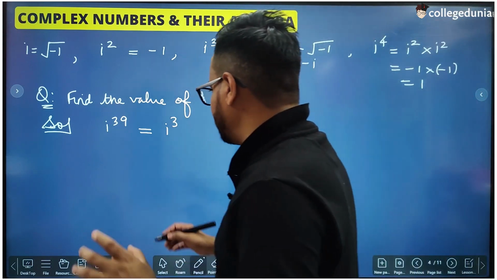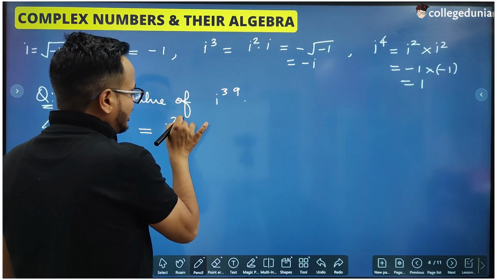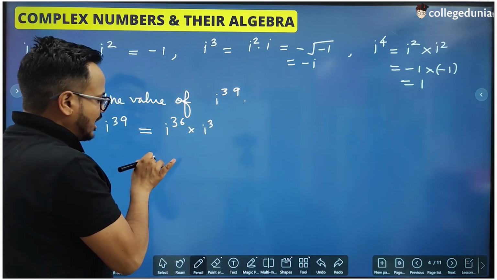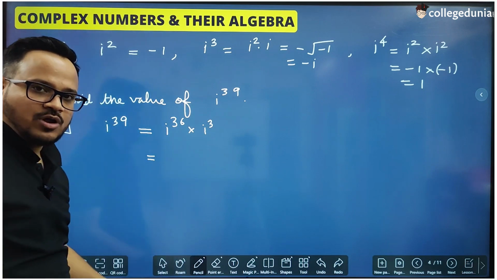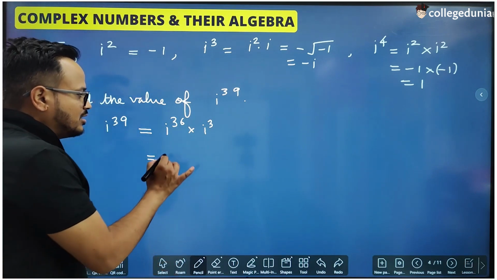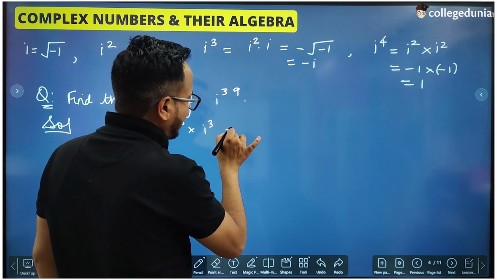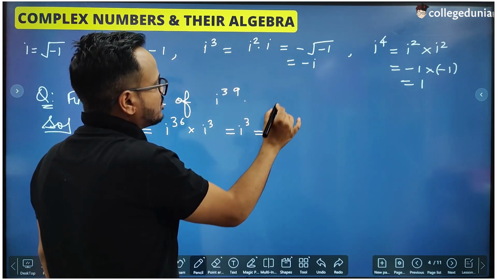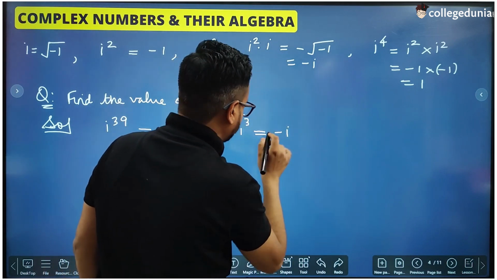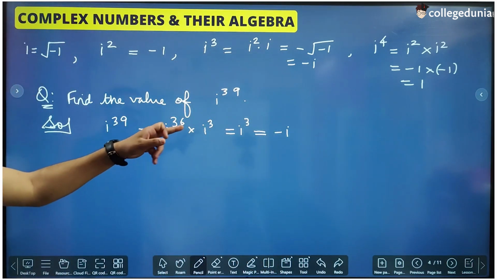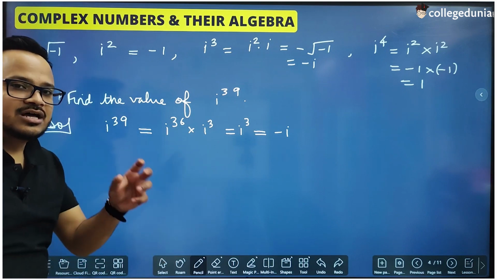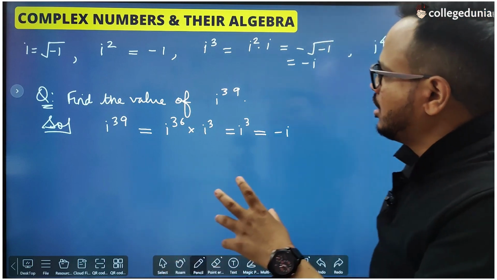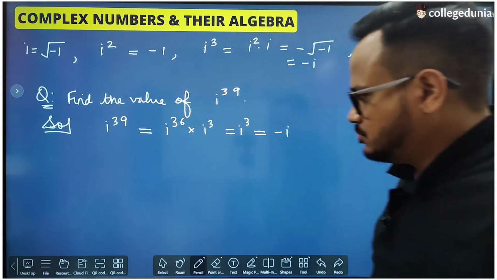So i raised to power 39 is simply i raised to power 36 into i raised to power 3. And since 36 is a multiple of 4, i raised to power 36 is nothing but 1. So this is i cube. And what is the value of i cube? The value of i cube is minus i. That means the value of i raised to power 39 is also minus i. Right? So this is everything about iota.